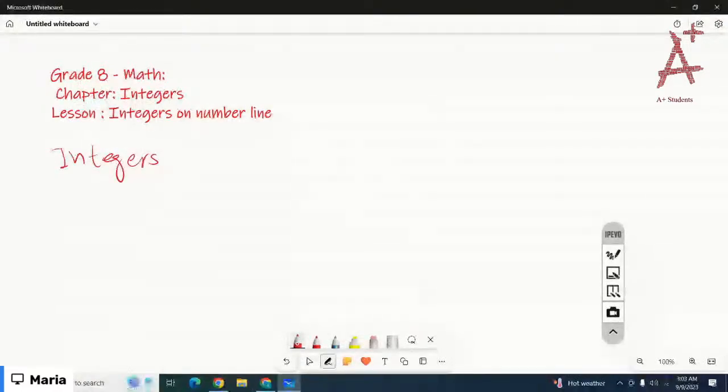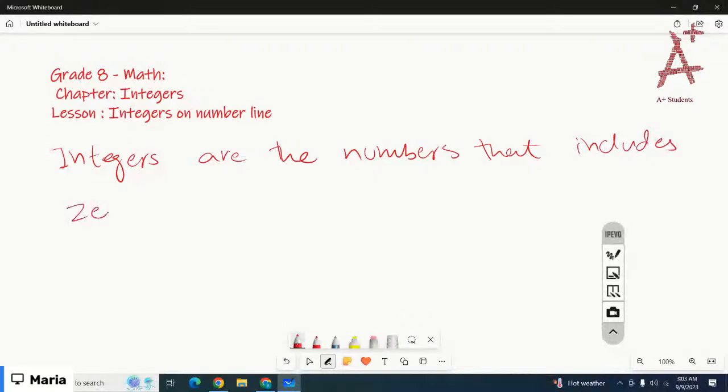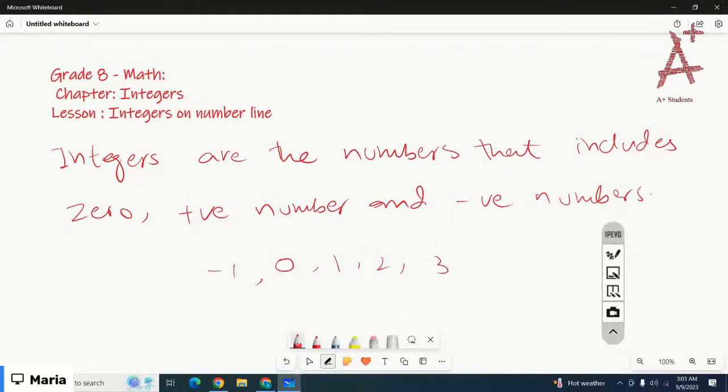Integers are the numbers that include 0, positive numbers and negative numbers, right? So that means it is like this: 0, 1, 2, 3, and -1, -2, -3. Either you write a positive sign with them or without, that is exactly the same, right? So these are the integers.